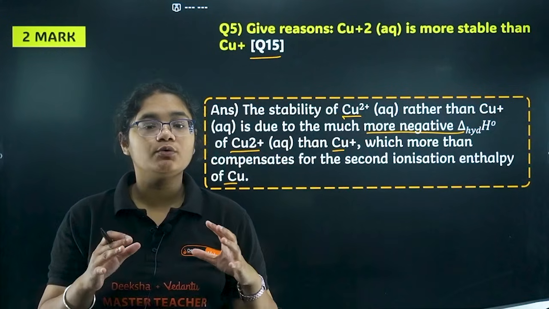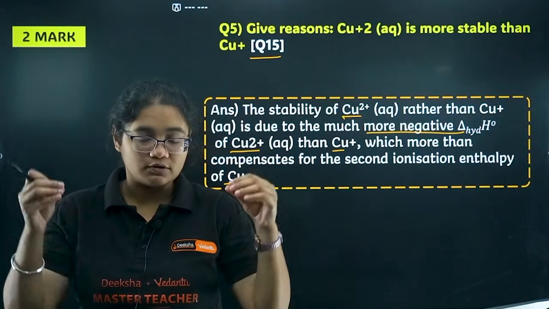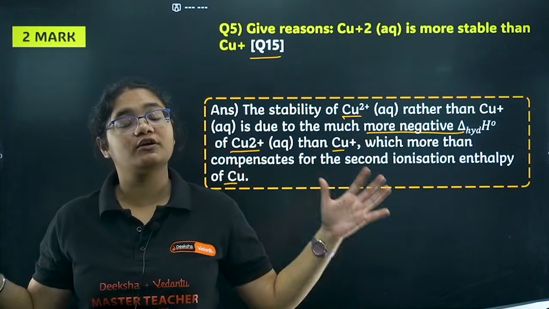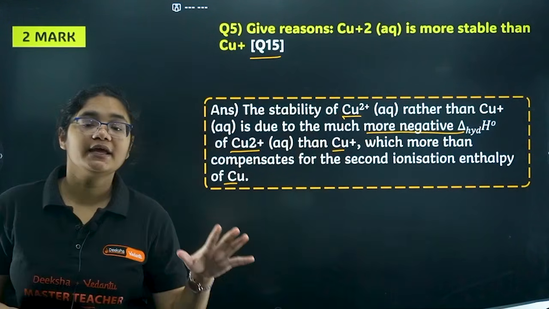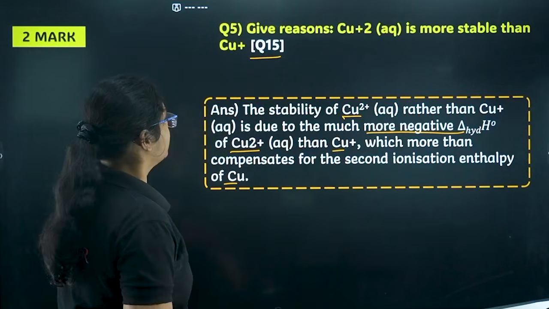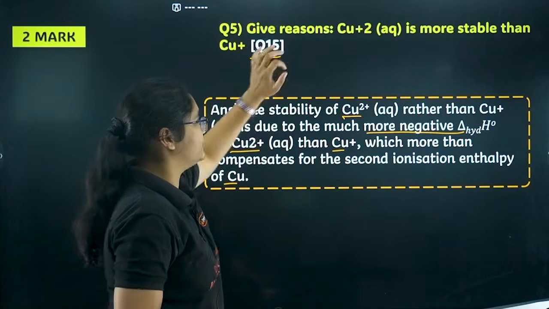Now what happens is, when this ion is dissolved, it also releases a lot of hydration enthalpy, which compensates the energy that was required. So overall the value comes out favorable, and that is why it is highly stable.